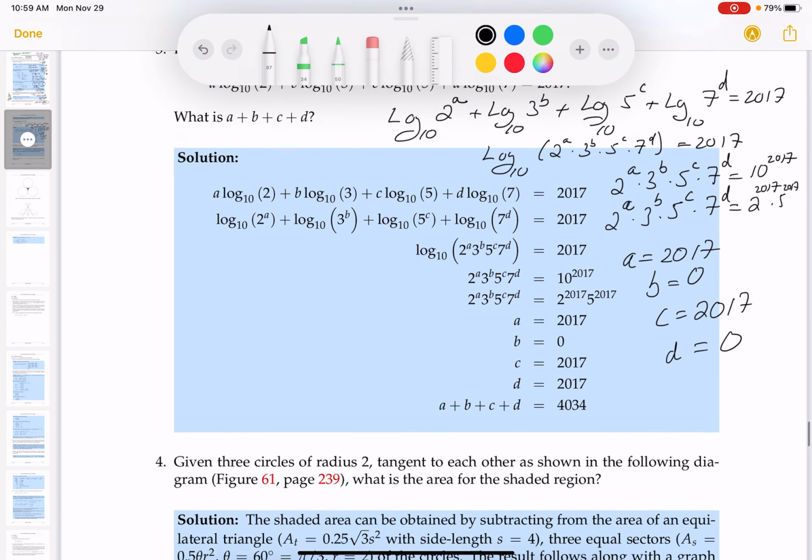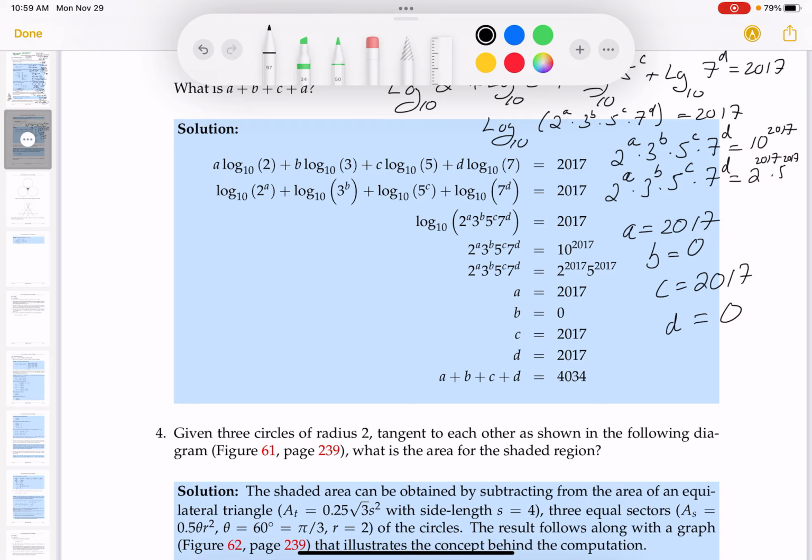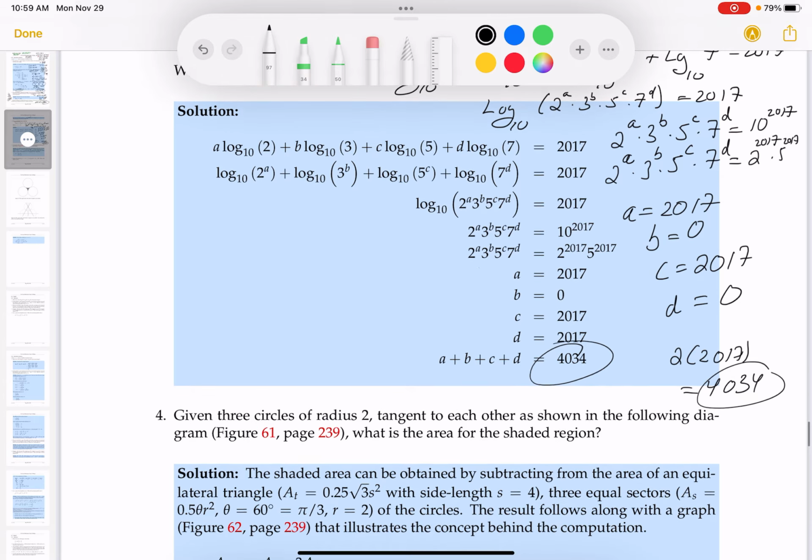So what's their question? What do you do when you add all these numbers together? Well, A plus B plus C plus D is just 2 times 2017, which is going to be 4,034. All right, not so bad. All right, number 4.